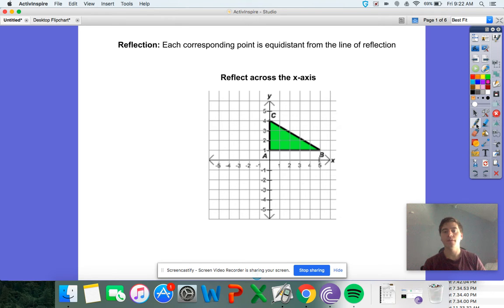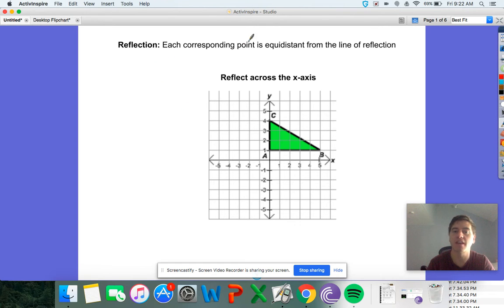Quick review of what we've been learning with the transformations. First off, a reflection is that each corresponding point is equidistant from the line of reflection. So let's look at a couple examples of that.